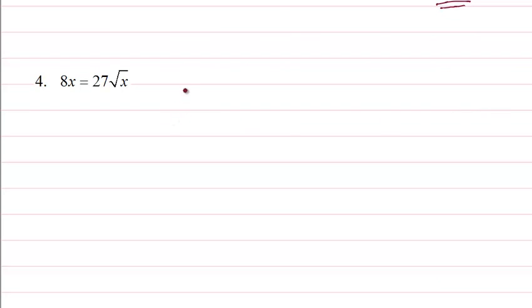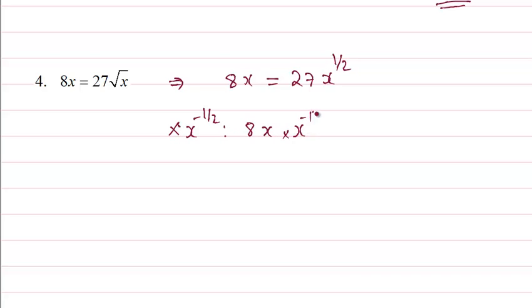Question 4. So this means 8x equal to 27. Square root means x to the power half. Then we multiply both sides by x to the power minus half. We get 8x times x to the power minus half, and 27 times x to the power half times x to the power minus half. These two cancel each other out.